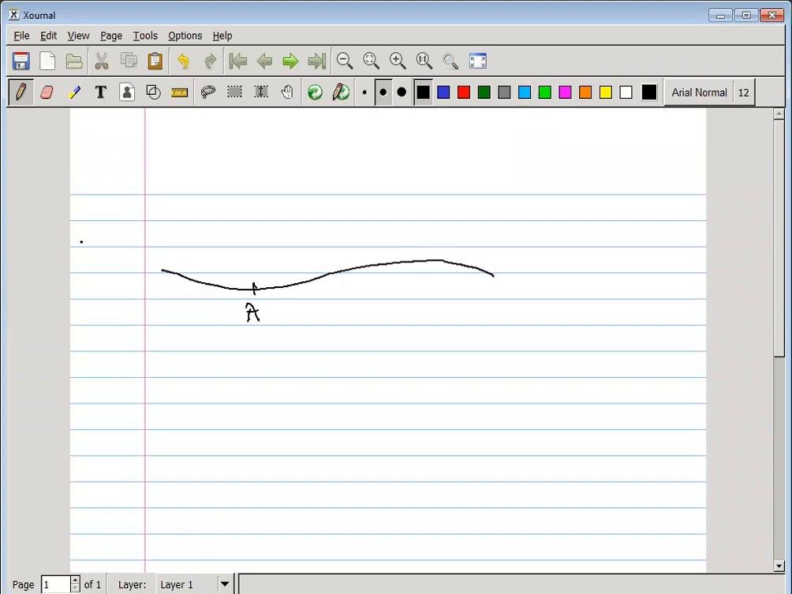Suppose a car, okay, suppose a car which moves in this direction, and from this point to this point, this distance is 60 meter.